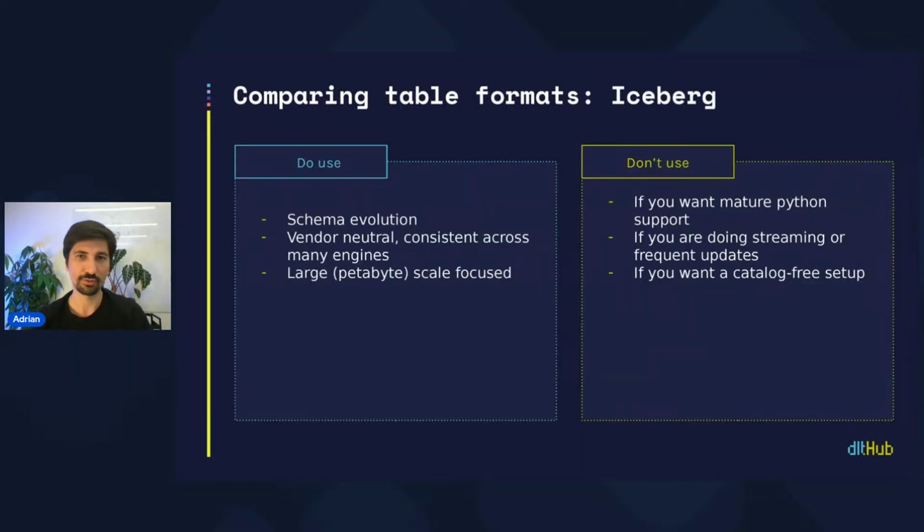Key takeaways for Iceberg: use it if you care about schema evolution, vendor neutrality, consistency across many engines, or large petabyte scale data. Don't use it if you want mature Python support, or if you're doing streaming or frequent updates, or if you want a catalog-free setup.